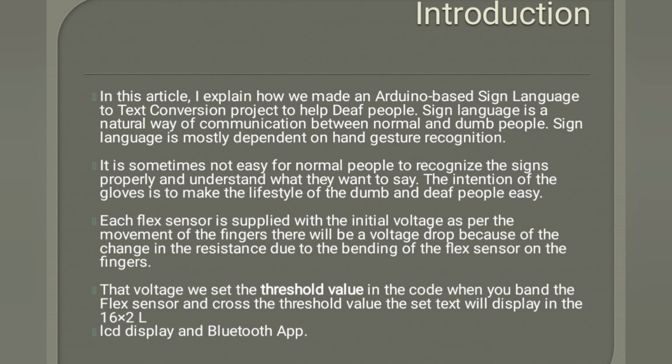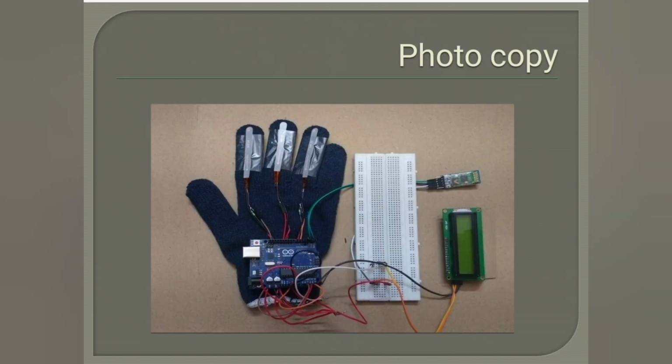So now, the main component of this project is a flex sensor. Each flex sensor is applied with an initial voltage, which changes as per the movement of the fingers. According to a threshold value that we have given in the code, if it reaches that threshold value, it will be displayed in the LCD module. And this is the final look of our project.